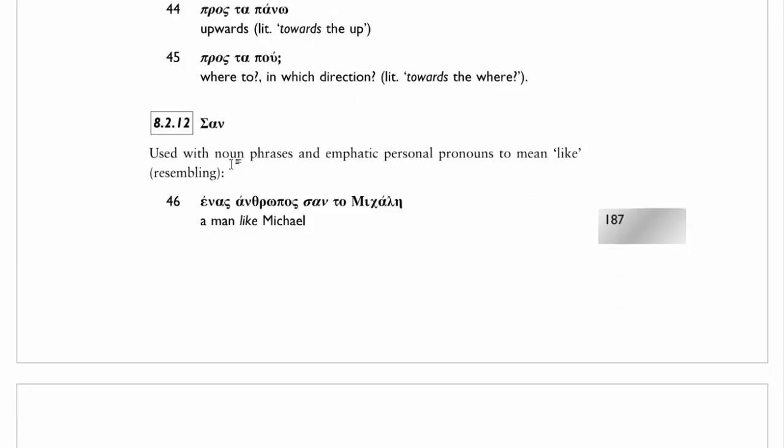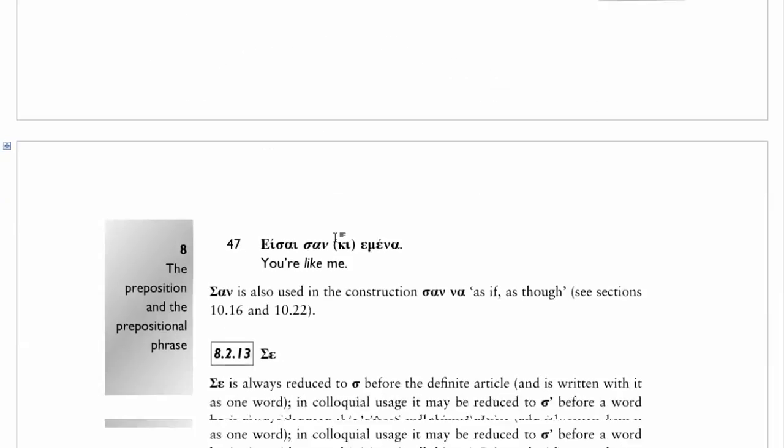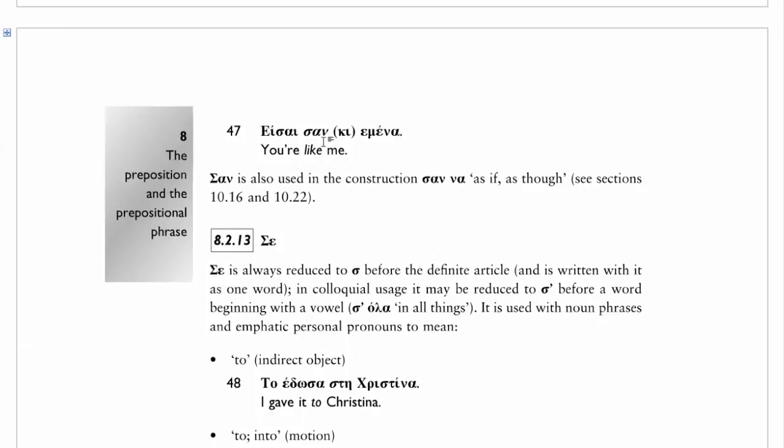Σαν, used with noun phrases and emphatic personal pronouns to mean like or resembling. Ένας άνθρωπος σαν τον Μιχάλη, a man like Michael. Είσαι σαν κι εμένα. You're like me. Σαν is also used in the construction σαν να, as if, as though.